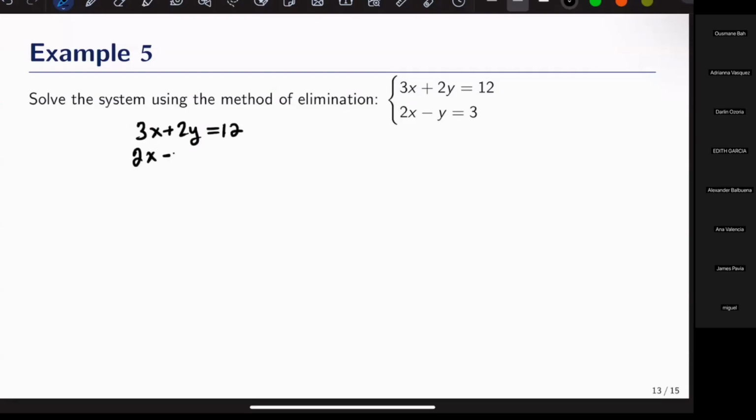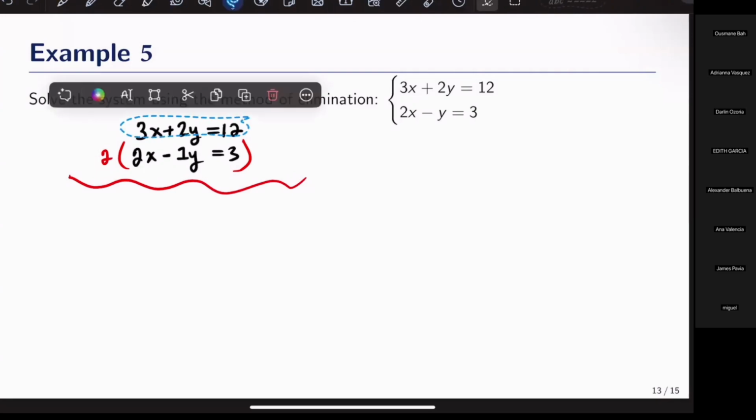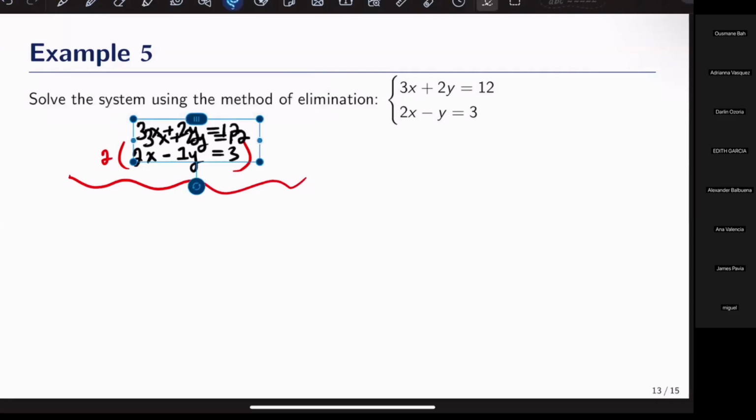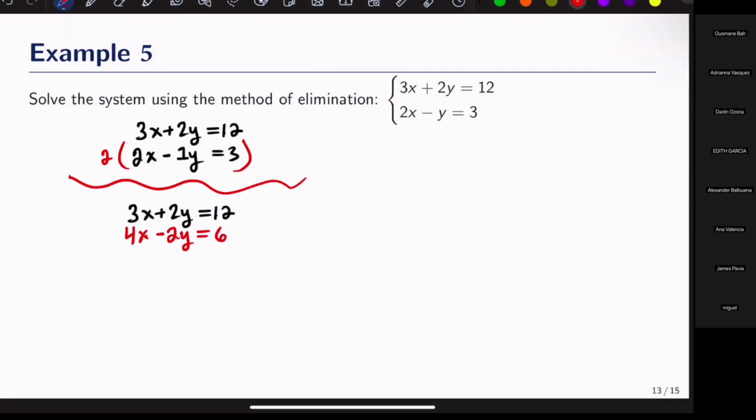And minus y is the same as minus 1y. And so we plan to multiply that second one by positive 2. And so when we do that, nothing is happening to that first equation, so I'm going to just keep that as is. But that second one is now being manipulated into 4x minus 2y is equal to 6. You have to multiply every single term in order to keep it balanced.